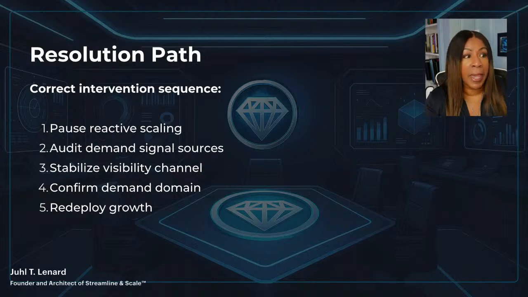What is the resolution path? First, pause the reactive deployment. Second, audit the demand signal sources. Where are we experiencing inconsistent demand? Third, stabilize the visibility channel. What do we need to be doing different? Are we on the right channels? Make that assessment. Confirm the demand domain. Look at those signals and look at the metrics that are associated with them, and then make the correction and redeploy the growth.